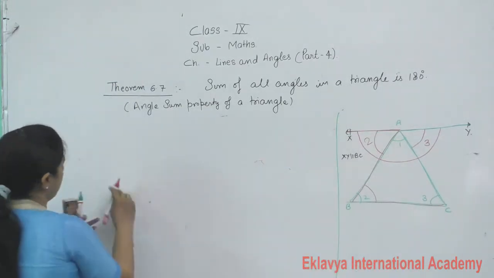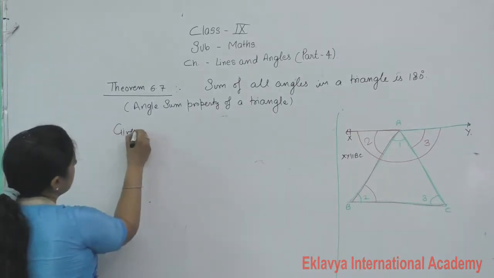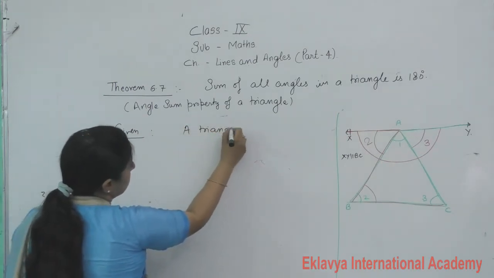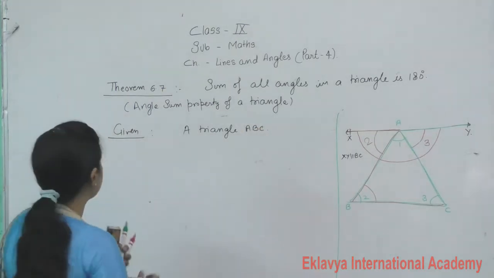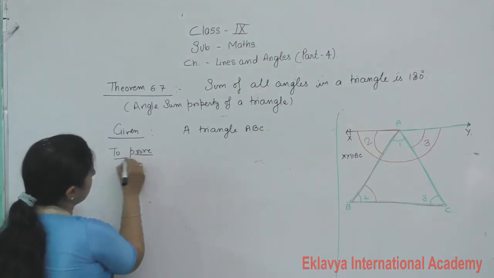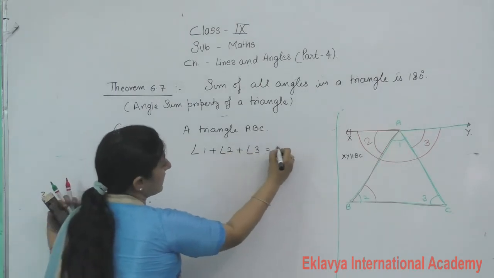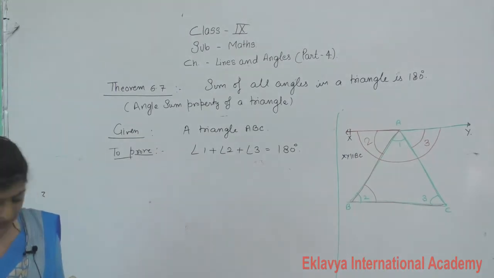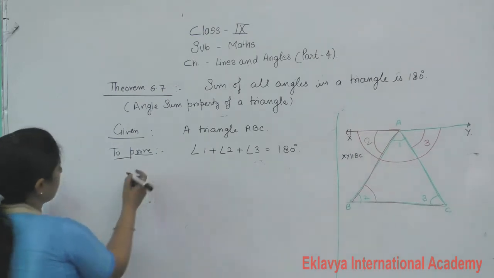See in this now, what we write down? Given a triangle ABC. To prove angle 1 plus angle 2 plus angle 3 is equal to 180 degree. That sum of all angles in a triangle is equal to 180 degree. Now next, proof.